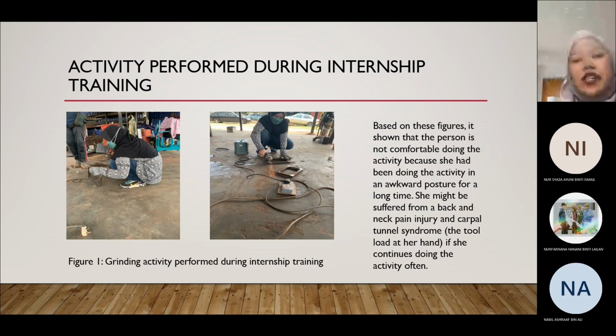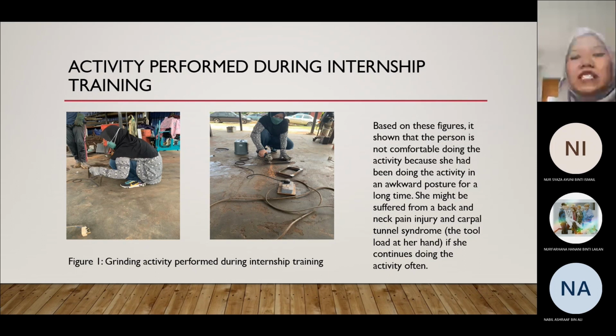Okay, so the next slide shows the grinding activity performed by a student during the degree show. The person does not have a comfortable position doing this activity because she has been working in an awkward posture for a long time, and might also suffer from back pain and carpal tunnel syndrome, because of the way she holds the tool, if she continuously does it often. That's all for me.